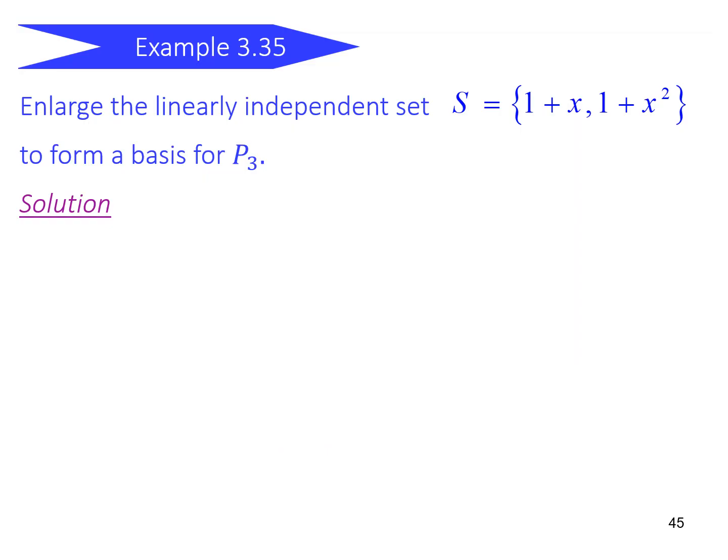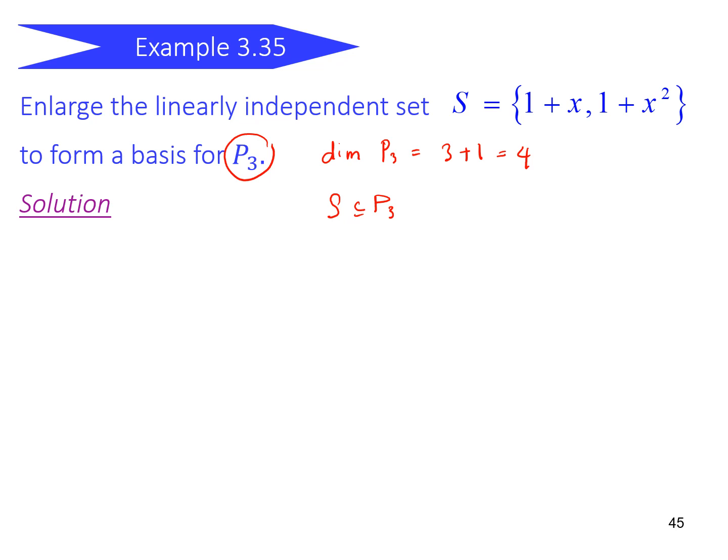In this example, we are considering polynomials of degree at most 3. We know that the dimension of P3 is 3 plus 1, which is 4. And we have a set S, a subset of P3, and S contains a finite number of elements, which is 2. So S has 2 vectors, right?